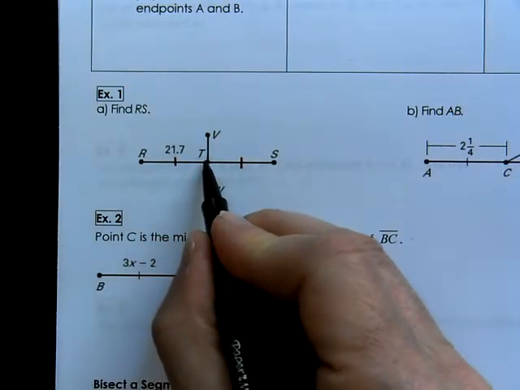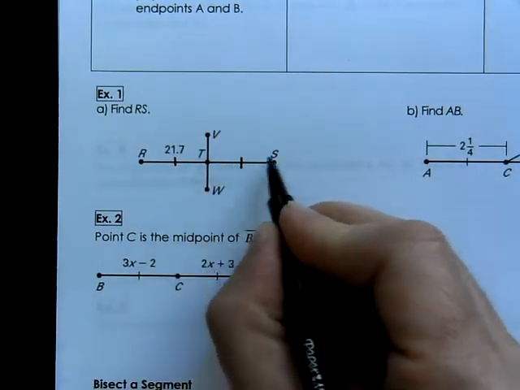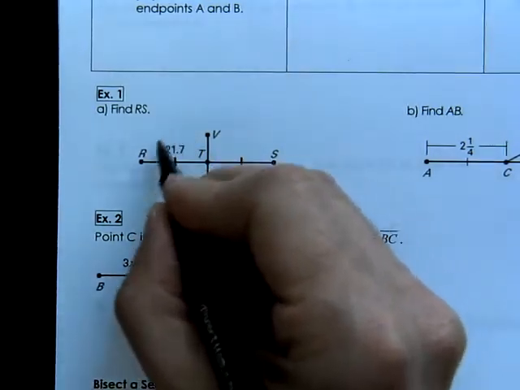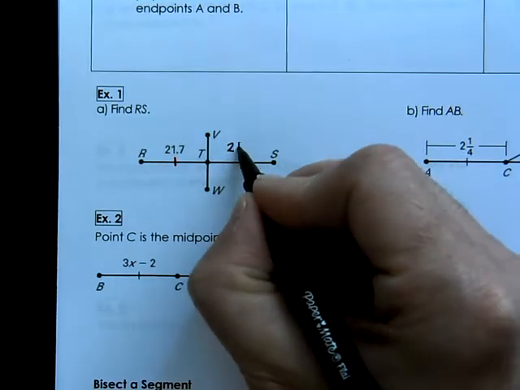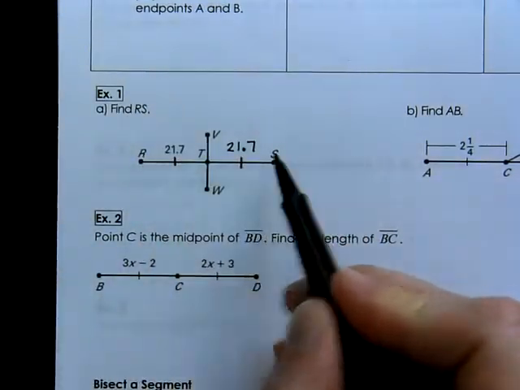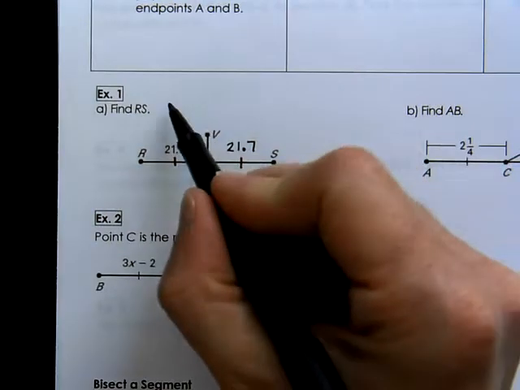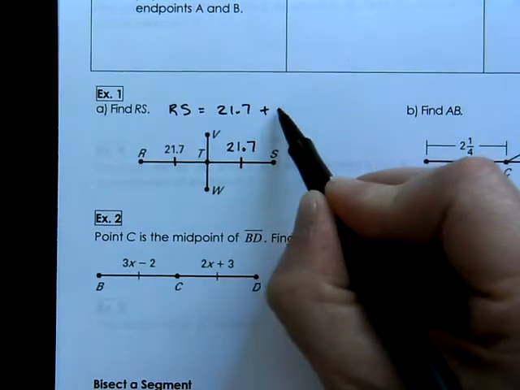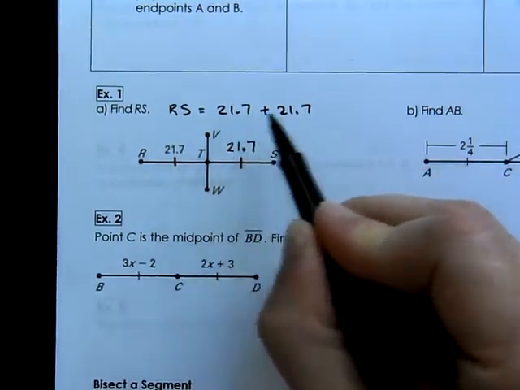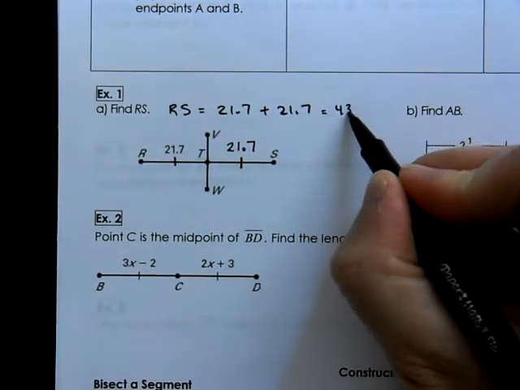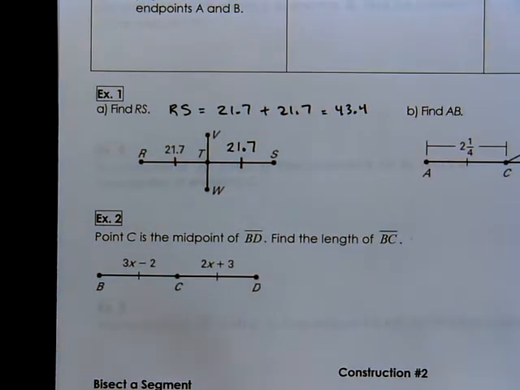So segment RT is the same size as segment ST. If they're the same size, they have to be the same length. So if segment RT is 21.7 units in length, then the other segment is also 21.7 units in length. They're asking us to find RS, so we would obviously just add them together. So to find the length of RS, we add together the two segments. Now this is the segment addition postulate we were learning about from the previous day, and so here we have a result of 43.4 units.